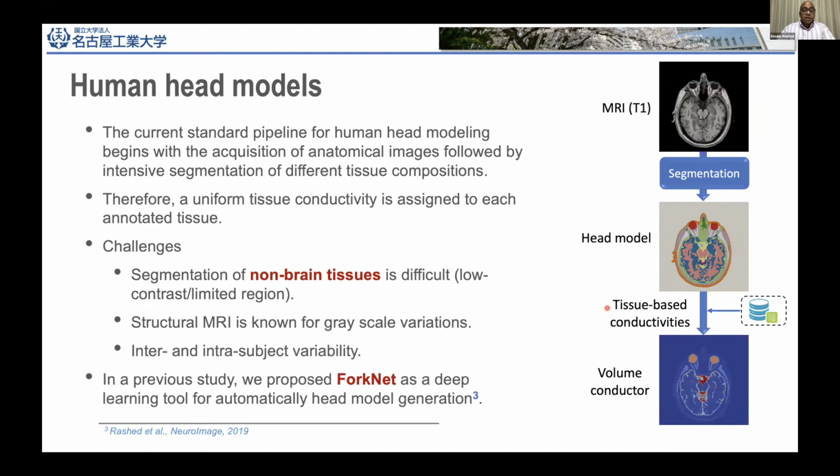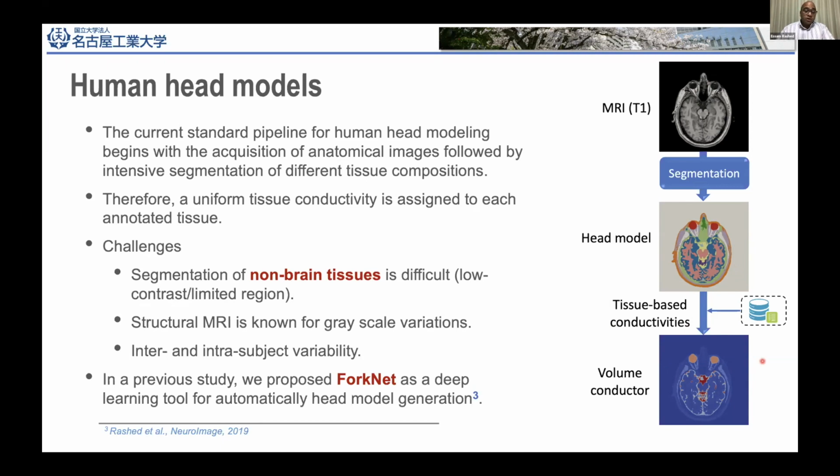As you know, the standard pipeline starts with the MRI image, and then we apply some kind of segmentation, manual or automatic. After that, we have some kind of head model, and then we assign tissue-based electrical properties, such as conductivity, to generate what we call the volume conductor, which can be used in the electromagnetic stimulations.